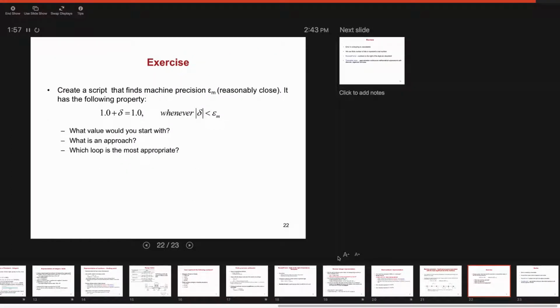I want you to write a script that finds this machine precision, or reasonably close, on the order of magnitude. That machine precision is the first number you can find, and I'm going to call it delta, such that 1 plus delta is equal to 1. If you start with delta equal to 1, obviously 1 plus 1 is 2, so that's not a good delta. But then find, in a little algorithm, a way to keep reducing this delta and see how far you can go. Let's say that you start with number 1. What approach would you take? Would you do a loop? What kind of loop would you do? This is also a good exercise for the exam. It's one of the loops.